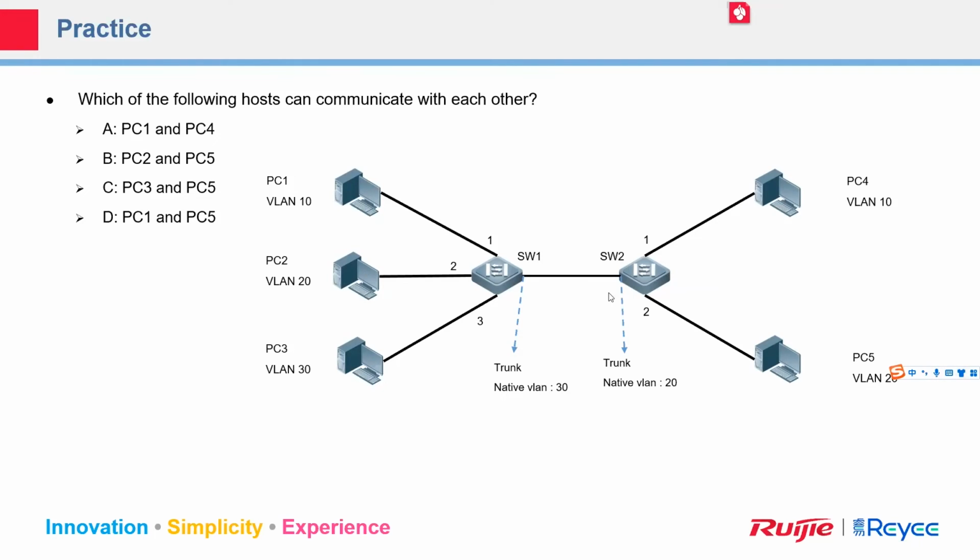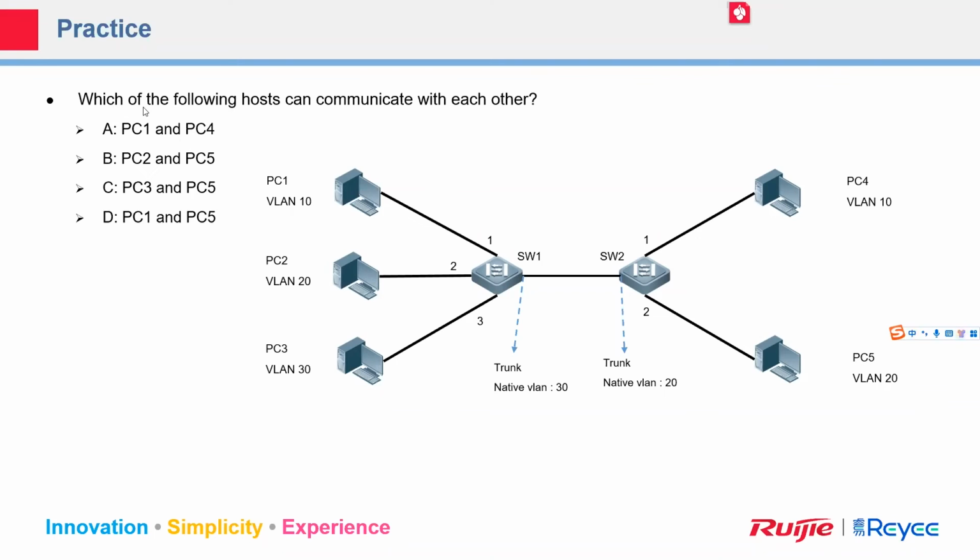There are two switches. Between the two switches, the interface type is trunk, but the native VLAN is different. The left one, the native VLAN is 30. The right one, the native VLAN is 20. And then switch 1 connects with 3 PCs. All of them use access interfaces, but the VLAN IDs are different: 10, 20, 30. The right one also uses access interfaces, 10 and 20.